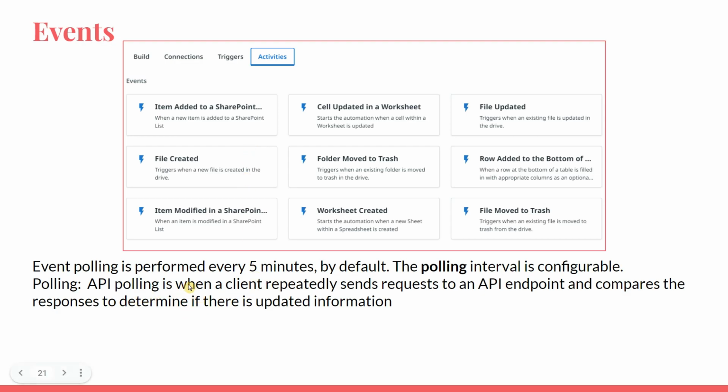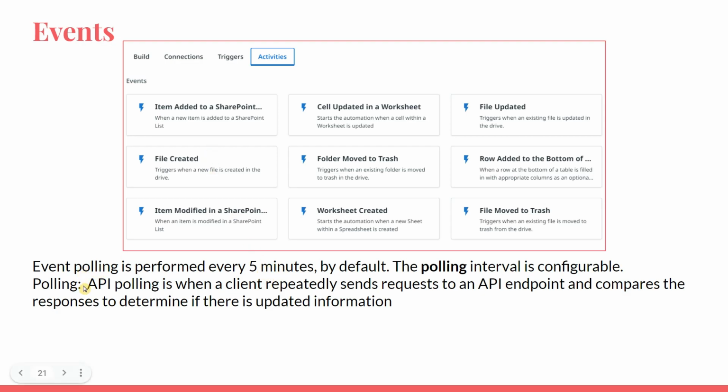So it will check. Polling means it will just continuously check. Every 5 minutes it will check if some file got created or not. And this polling time, which is default to 5 minutes, you can change it to 1 minute. You can change it to different values, as per your need. I will show you that.